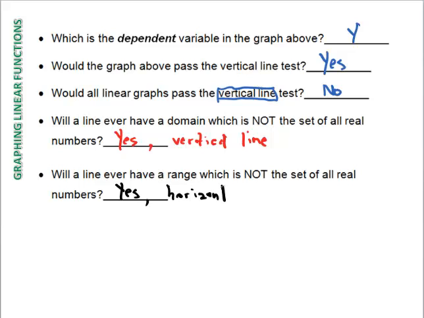So those are some things that we've already talked about in class that you should already have an idea about, that we're just going back over and looking at them, okay?